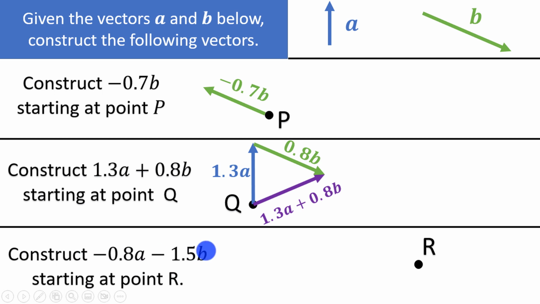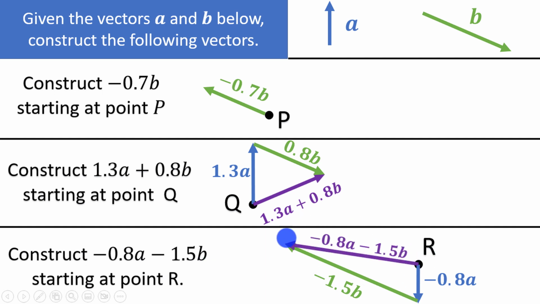So now both of our vectors are negative. So for a, instead of going up, we will be going down. And for b, instead of going down and to the right, we will be going up and to the left. The vector negative 0.8a minus 1.5b will look something like this.